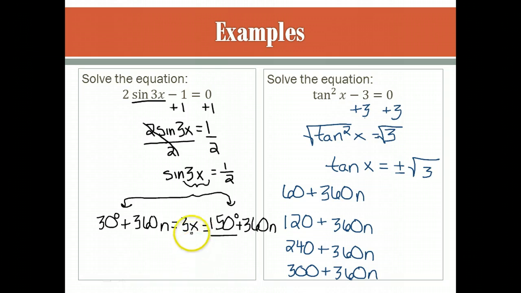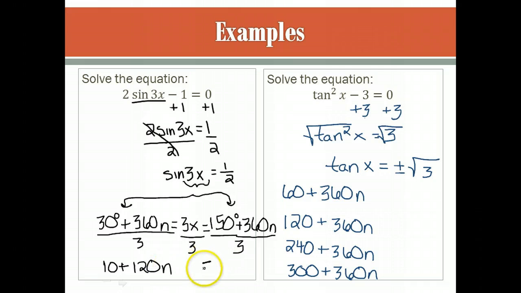In order to isolate the x, I would divide both sides by 3. I just need to make sure that I divide what I just added on by 3 as well. So my final answer now would turn into 10 plus 120n and 50 plus 120n.